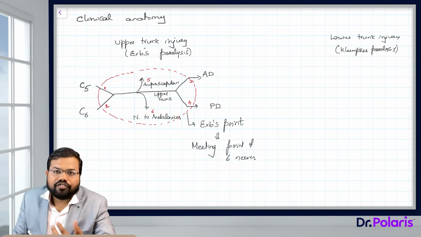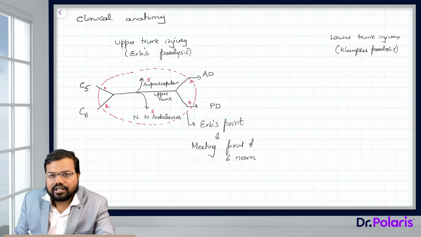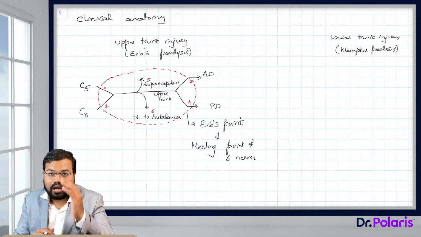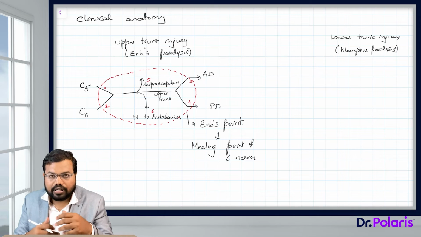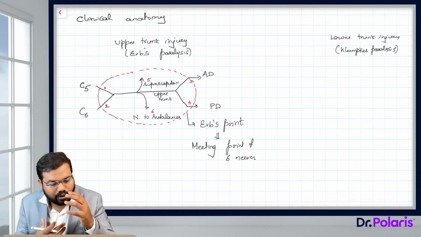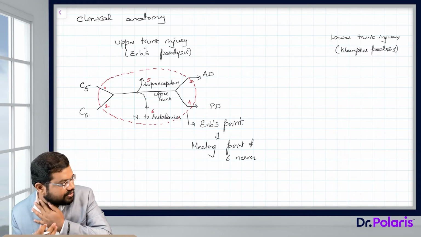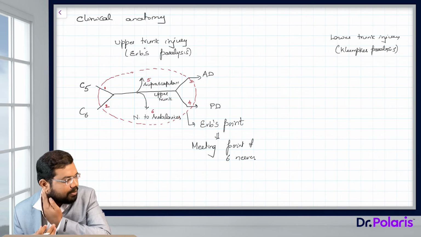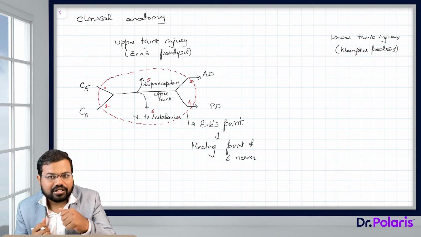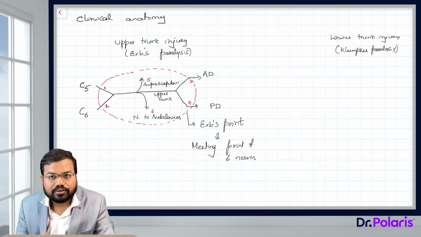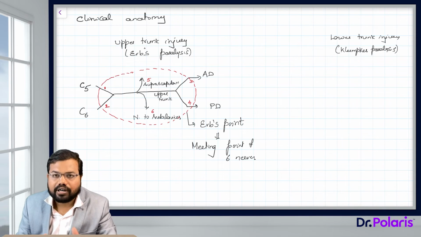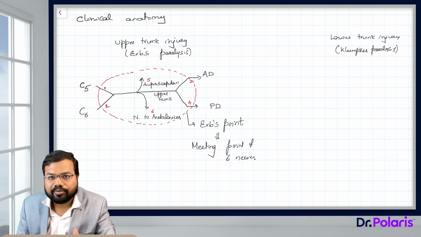So what if it is injured? The upper trunk gets injured when you fall from a height and strike the ground between the head and the shoulder like this. Then there will be a stretch in the upper part, a tension in the upper trunk, which may lead to damage of the upper trunk. That's Erb's point.